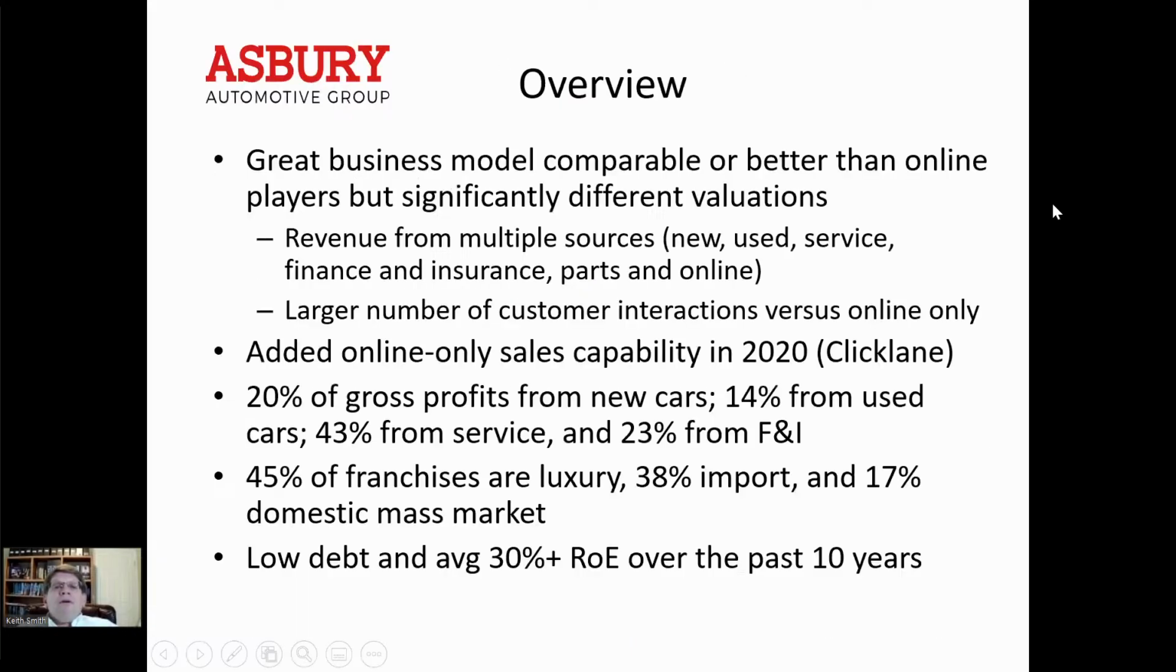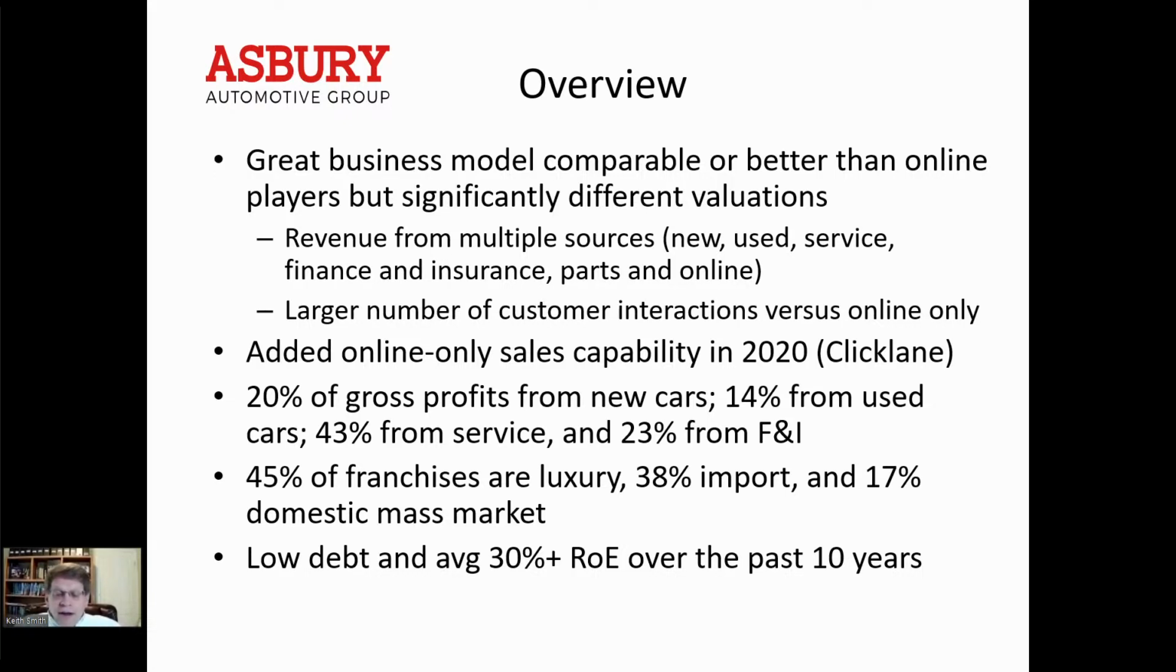Okay, so we're going to jump right into Asbury here. Asbury is where we're going to start. It's a great business model, and I think it's comparable to or better than other online players, but there are significantly different valuations. For example, if you look at the number of cars versus market cap, let's say that's really sold.